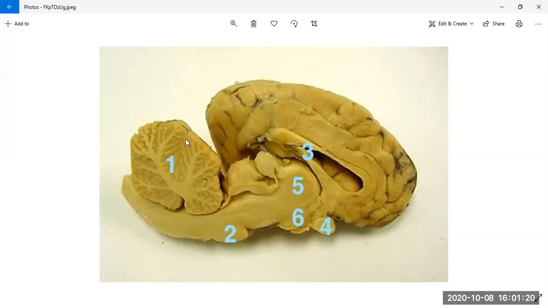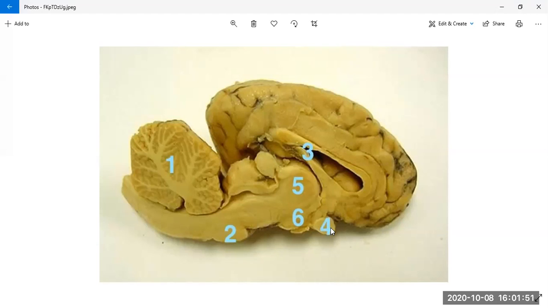This one is a slide of the brain. The one you see under number 1 is the cerebellum, not cerebrum. Number 2 over here is the medulla oblongata. Number 3 is the corpus callosum. It connects the two hemispheres, the right and the left hemisphere.